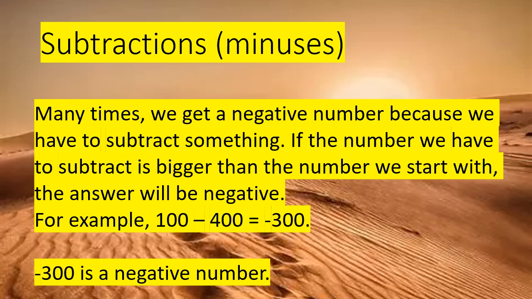Many times we get a negative number because we have to subtract or minus something. If the number we have to subtract is bigger than the number we start with, the answer will be negative. So for example, 100 minus 400, the answer will be minus 300. So minus 300 is a negative number.